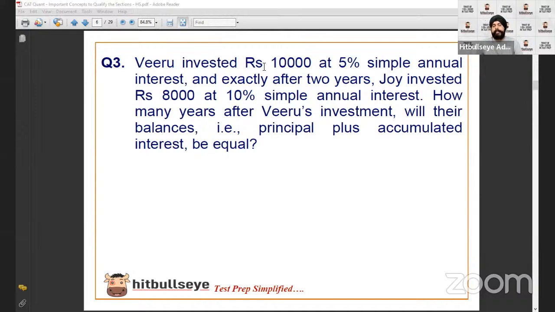So Viru invested 10,000 at 5% simple annual interest. Exactly after 2 years, Joy invested rupees 8,000 at 10% simple annual interest. How many years after Viru's investment will their balances, that is the principal plus accumulated interest, be equal? A very good question. Think logically.